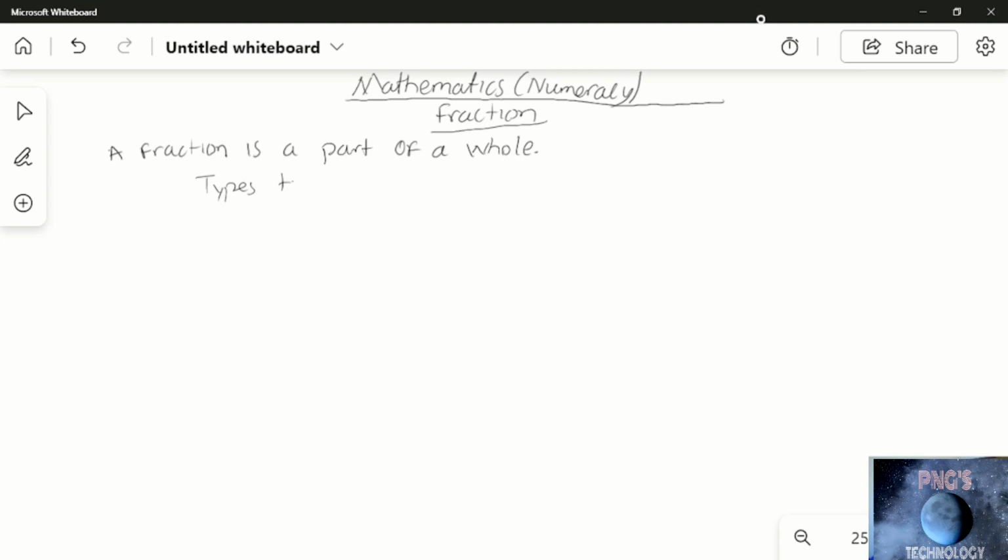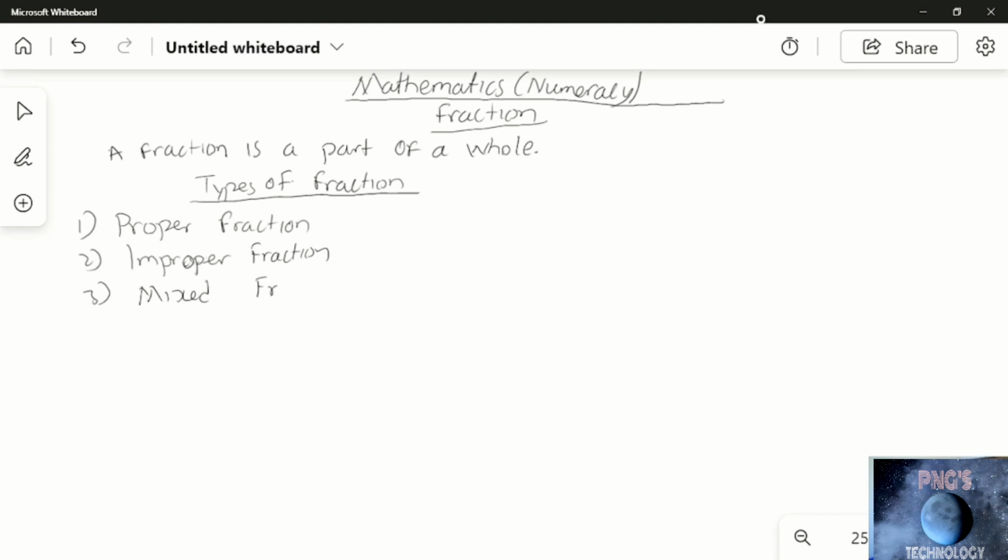Types of fraction. In types of fraction, number one, we have the proper fraction. Secondly, we have the improper fraction. And thirdly, we have the mixed fraction. We'll be starting first with the proper fraction, then we move further. So firstly, we have the proper fraction.